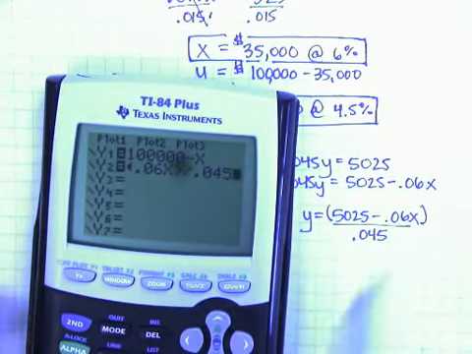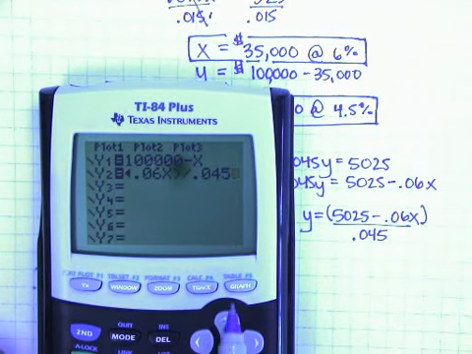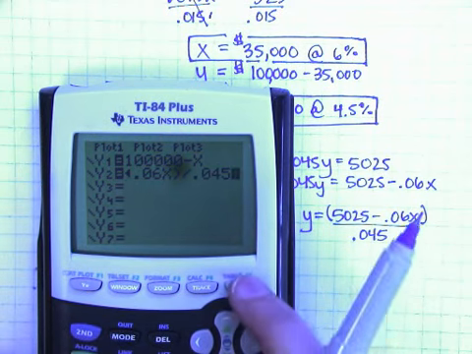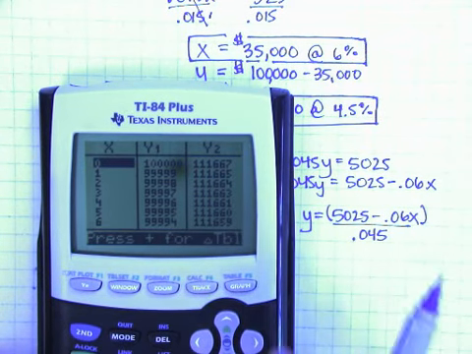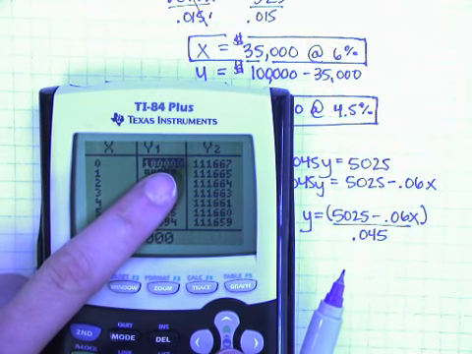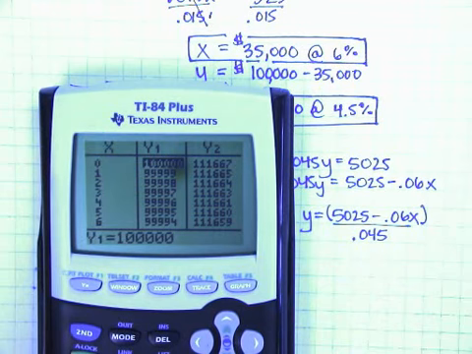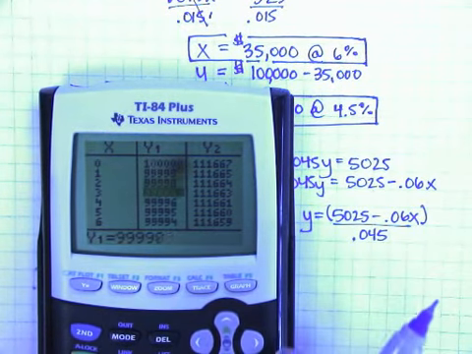Now I'm going to need to adjust my window, and some of you guys are good at this already, some of you need some work. Usually using your table in your graphing calculator will help you adjust the window correctly. So if I hit second table, I can see that my y values are starting at 100,000, and that makes sense because I could invest 100,000 in one account and $0 in the other account, and they're going down from there.